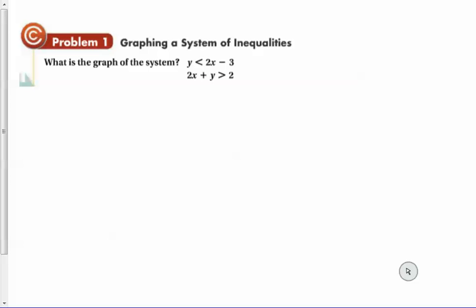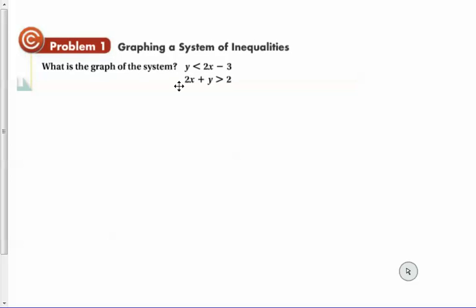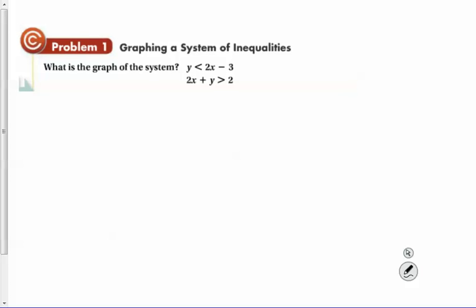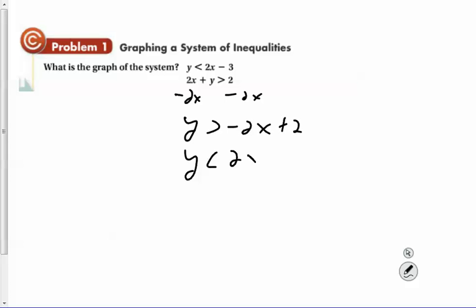So for this first one, the first thing I'm going to do is subtract 2x. So now I have y is bigger than negative 2x plus 2. And then the other equation I have is y is less than 2x minus 3. So what I can do is graph these using the stuff we learned.